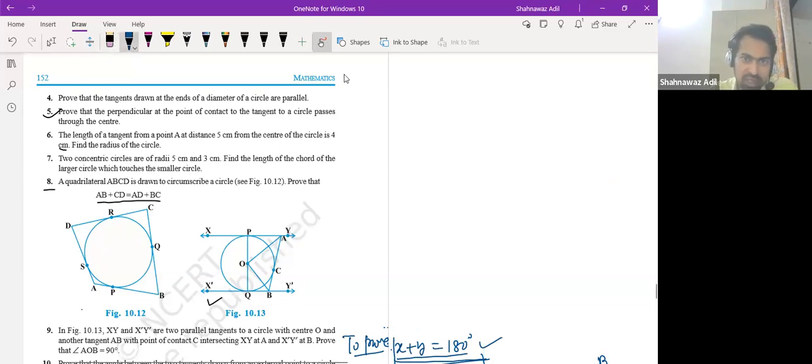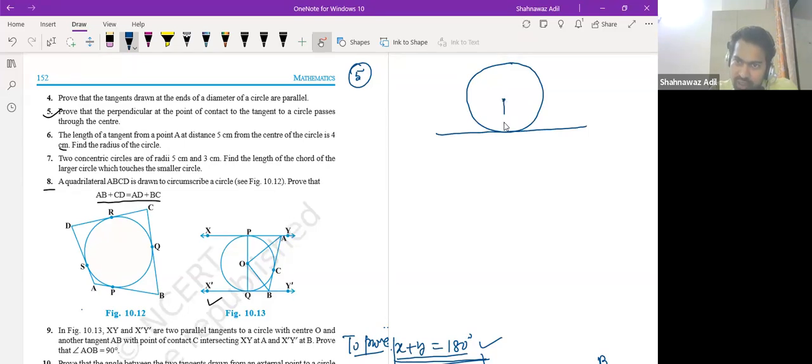Okay, so the next question is the fifth one, and this is an argument question. We have this circle and this tangent, and we are drawing a perpendicular to this tangent from the center. Prove that the perpendicular at the point of contact to the tangent to a circle passes through the center. We don't know whether this is the center or not. So if this line is perpendicular to this tangent, from theorem 10.1 we can say that.